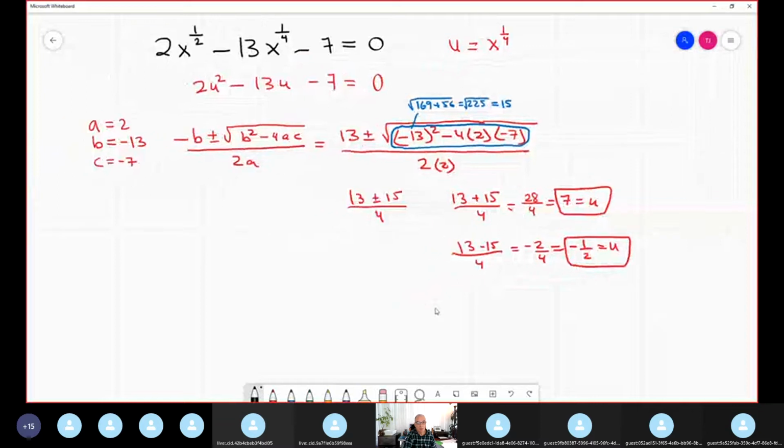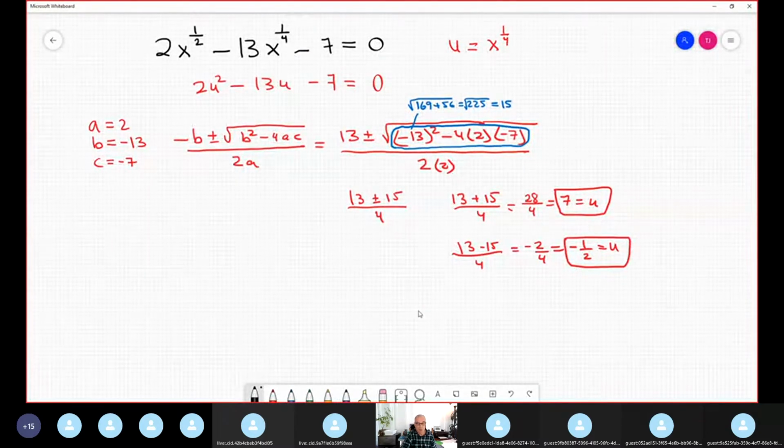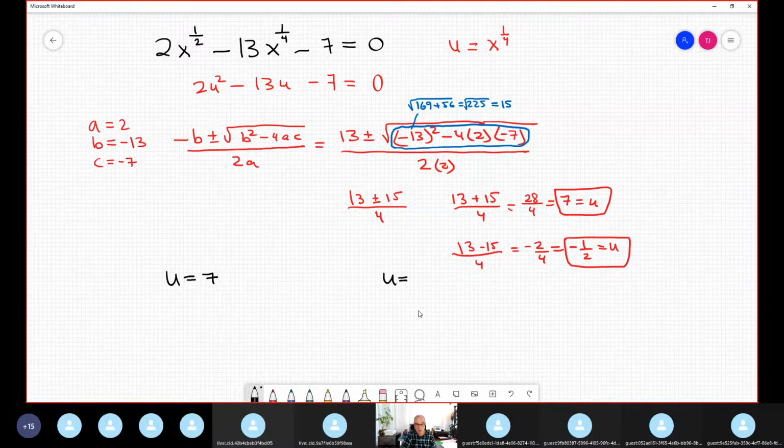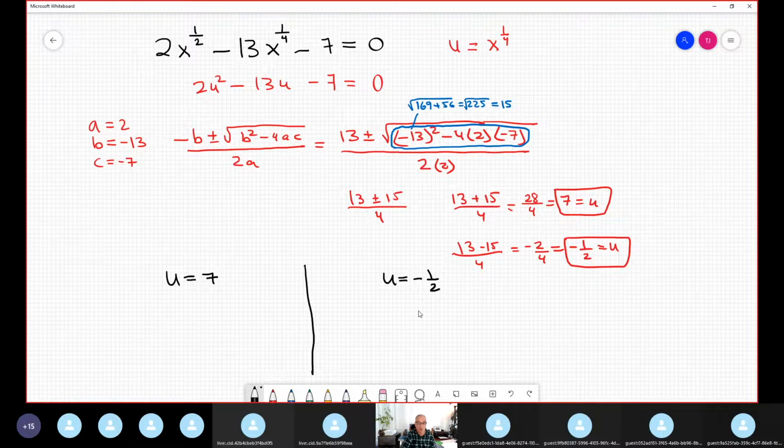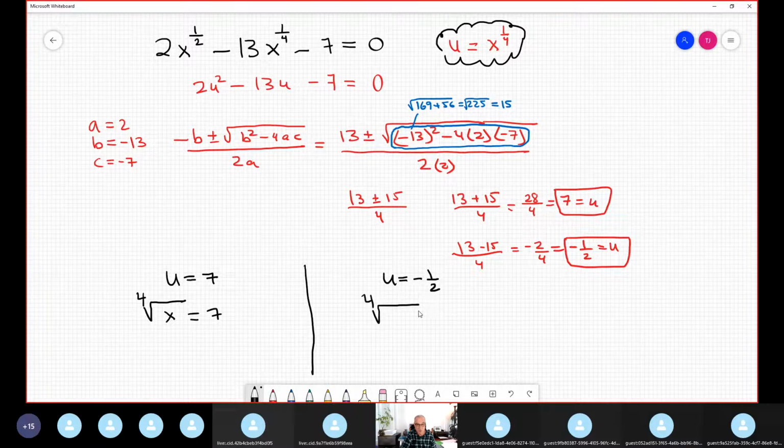Because I go back to the original. U equals 7 is my first solution. And U equals negative 1/2 is my second solution. Now I want to manipulate, but I know that U is the fourth root of x. So the fourth root of x equals 7, and the fourth root of x equals negative 1/2.